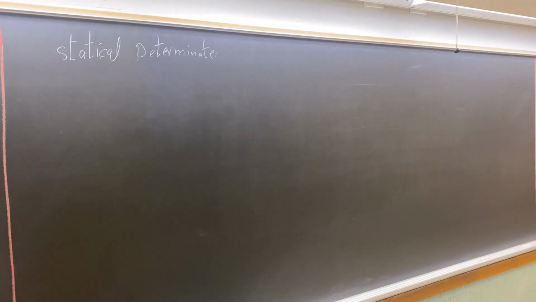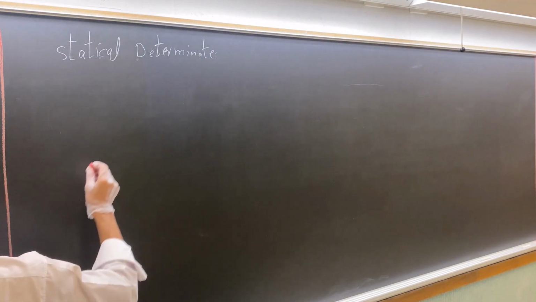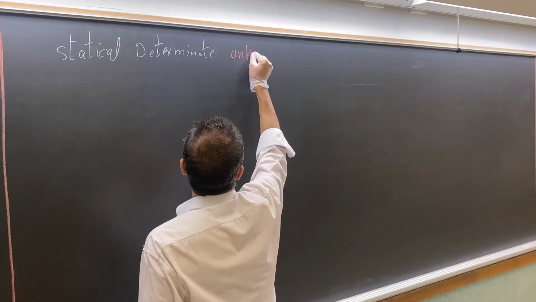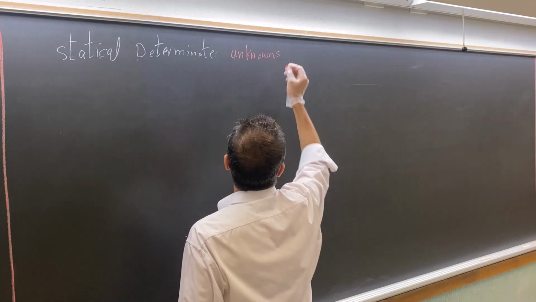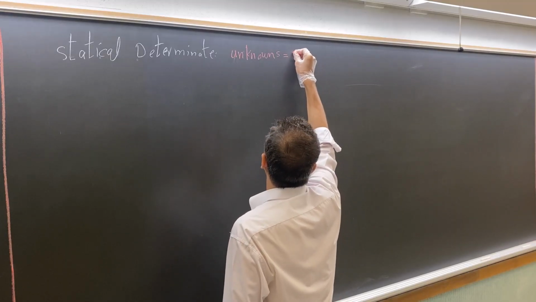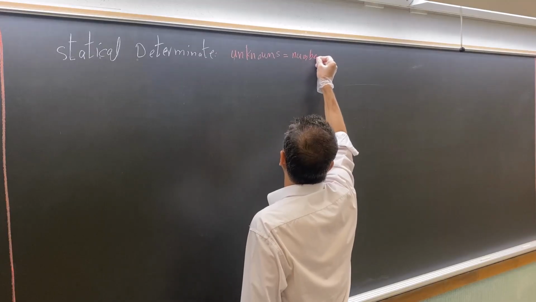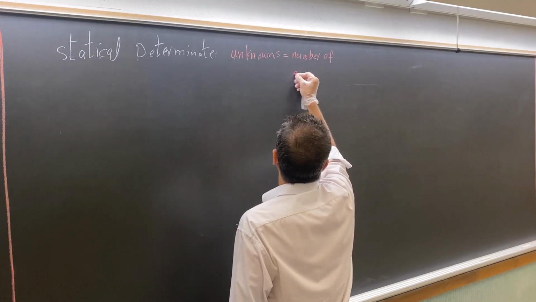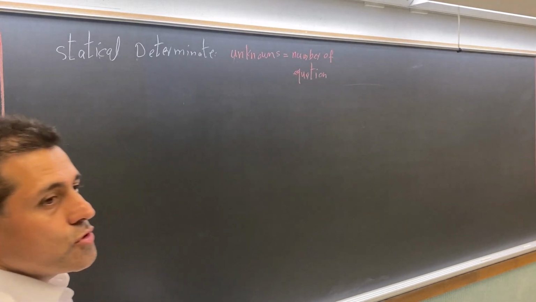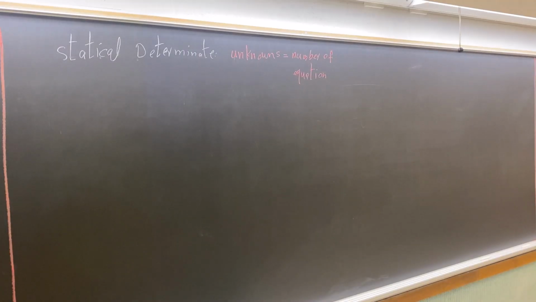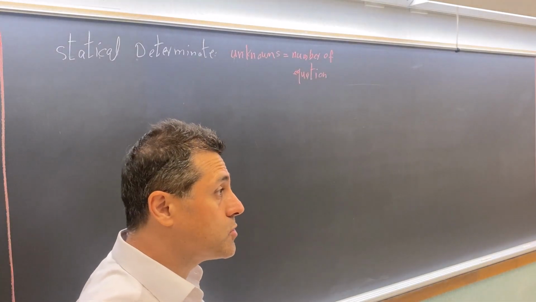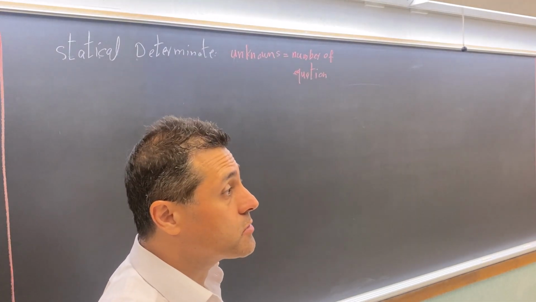If the number of unknowns in your structure is equal to the number of equations, then it means that you are able to find the unknowns. Because, for example, you have 3 unknowns, you have 3 equilibrium equations, then using a system of equations, you are able to find the unknowns.